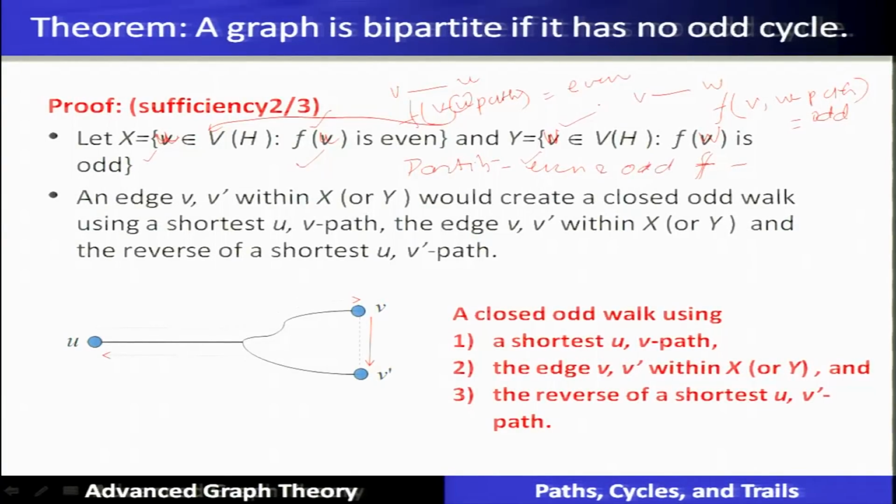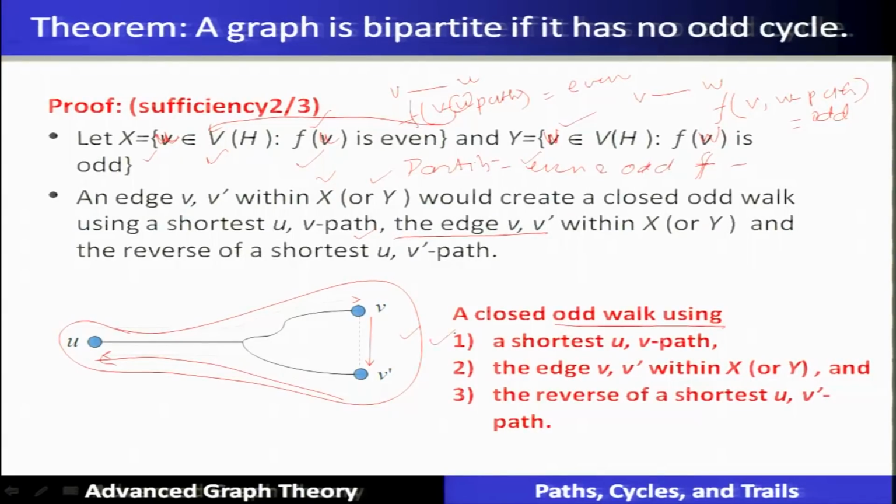Now we have to prove that X and Y are the partite sets. That means no two vertices in X are connected by an edge, and similarly no two vertices in Y are connected by an edge. We have to prove this to complete the sufficiency condition. So let us consider that there is an edge v v prime, whether within X or in Y. If this edge is there, it will create a closed odd walk using the shortest UV path, then walking through the edge v v prime within X or Y, and then taking the reverse of that shortest path. So this will form a closed odd walk.